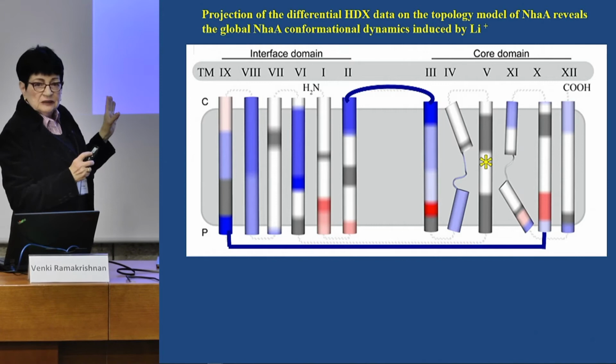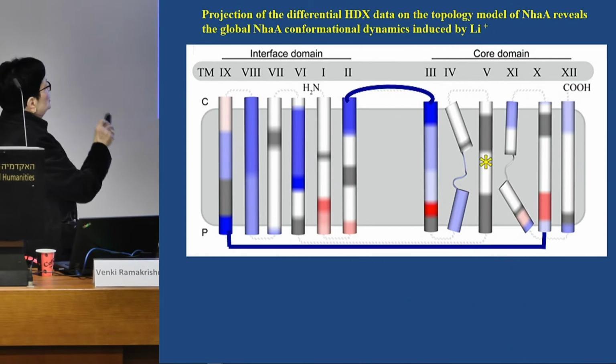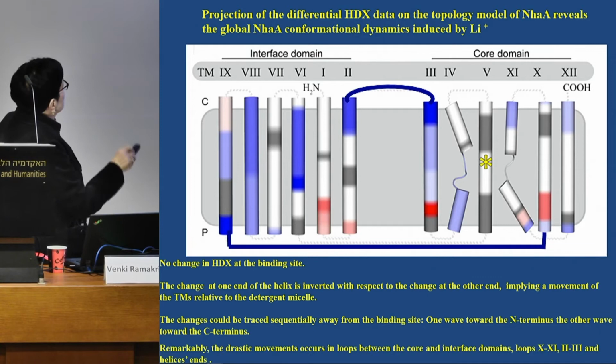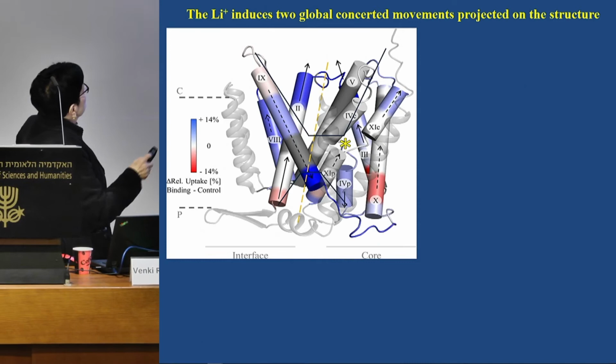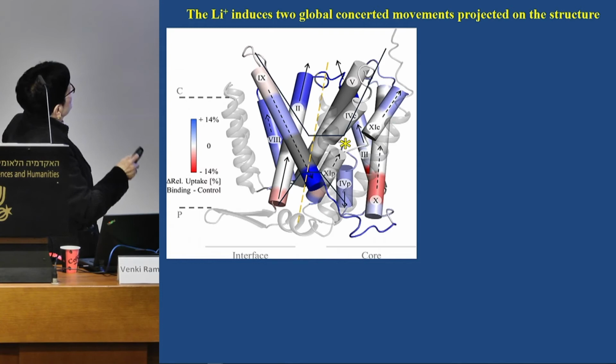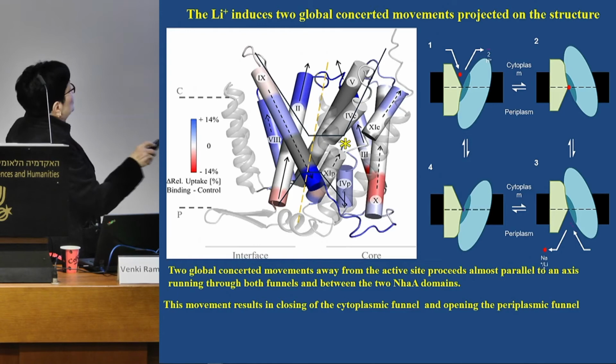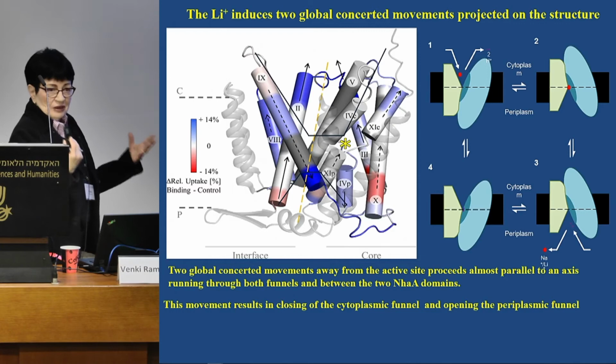And so we could trace the changes from the active site towards the N-terminus, and from the active site towards the C-terminus. And we got a very nice model that you can see here. This is the funnel. So there is movement between the two domains, across the funnel. And obviously these changes, you can see here more schematically, will open the cytoplasmic funnel, close the periplasmic funnel, and vice versa.